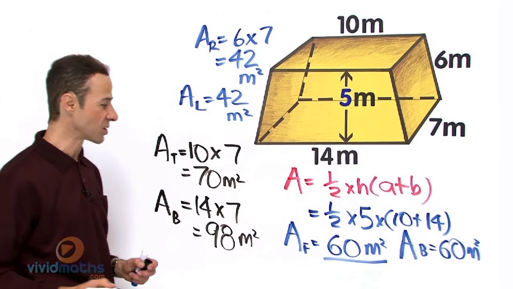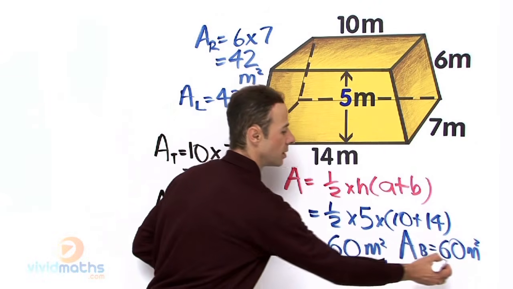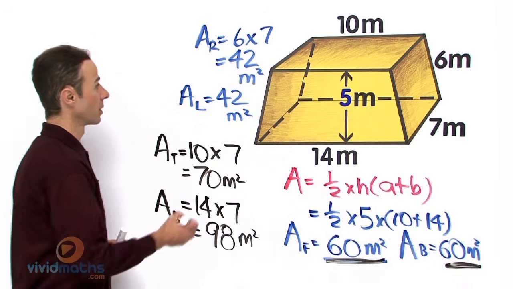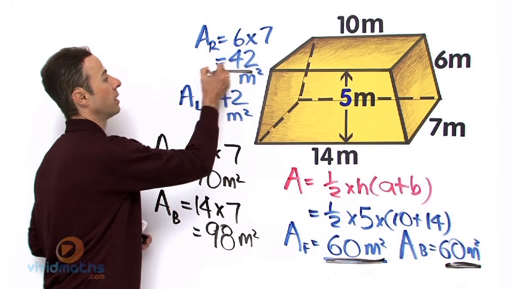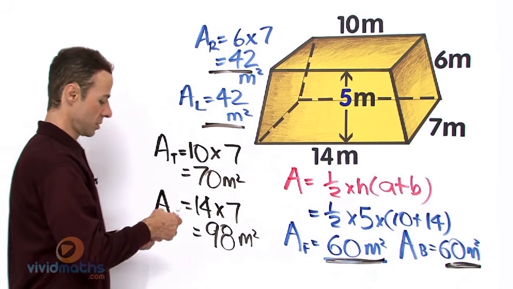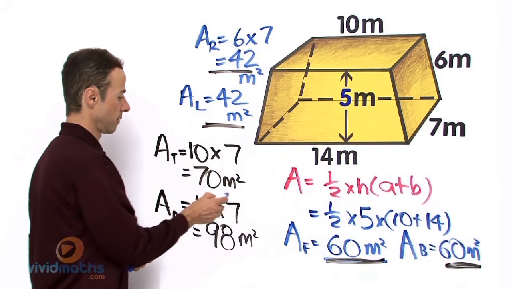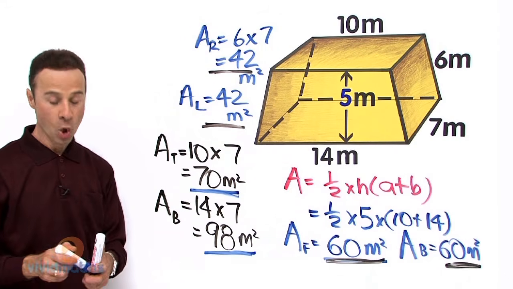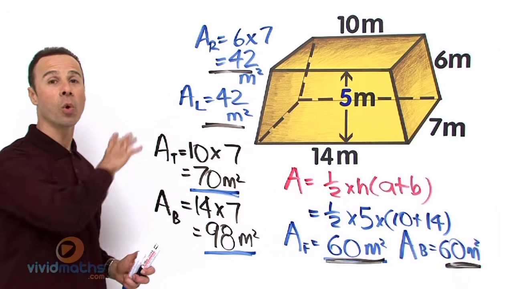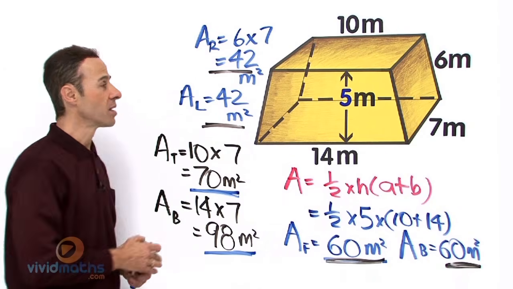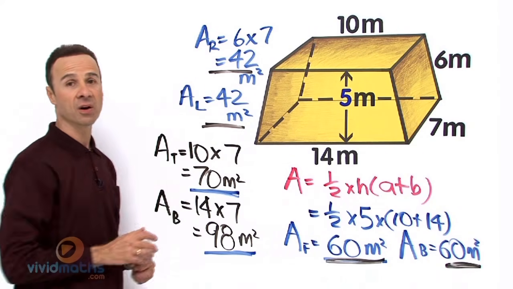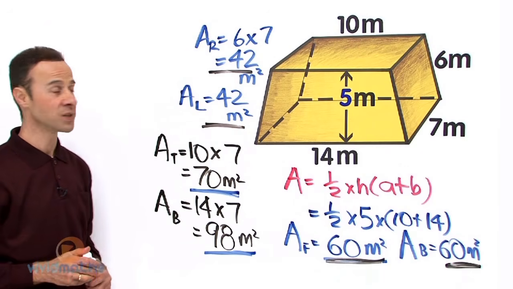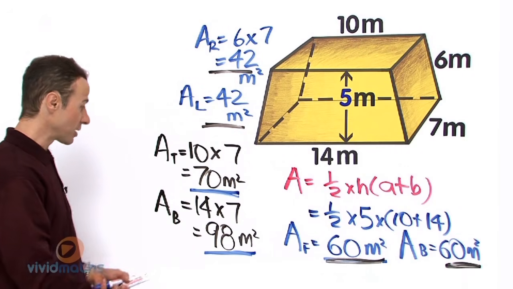Let's check that we got 6. We got 1, 2, 3, 4, 5, and 6. Therefore, we have all 6 faces. All we have to do now is add them all together to get the complete surface space and surface area of this trapezium prism. So let's add them all together.